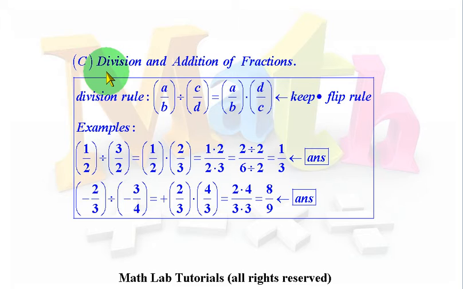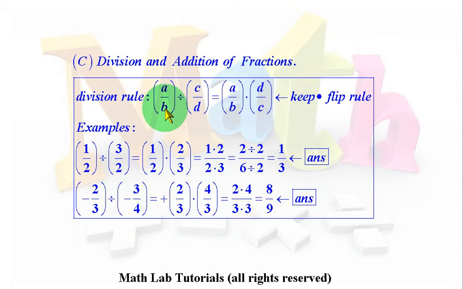Now, part C over here, we're dealing with division and addition of fractions. Let's go through some rules first over here. The division rule. It says when you have a fraction like a over b divided by another fraction c over d, what it's equal to is the first fraction untouched, and that division sign becomes a multiplication sign, and you flip the fraction.